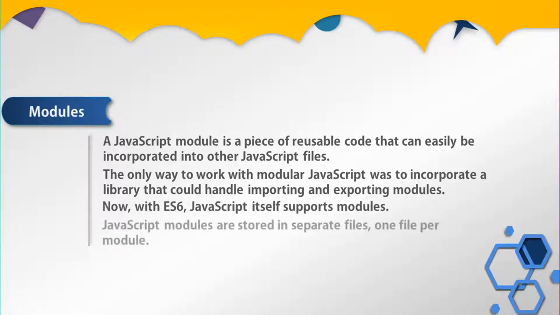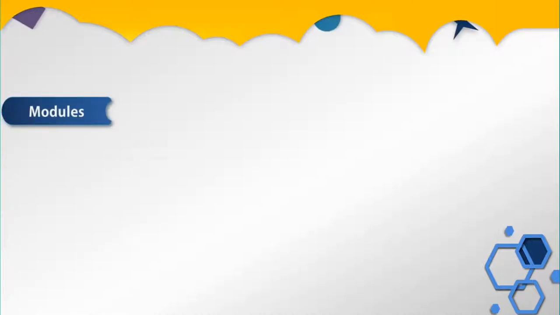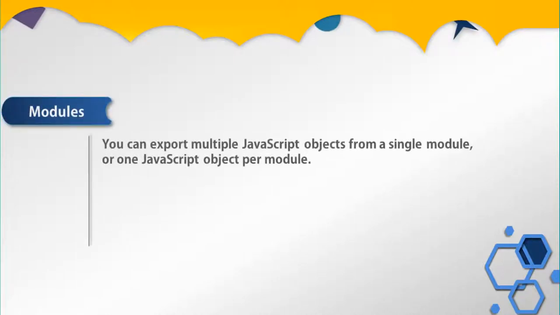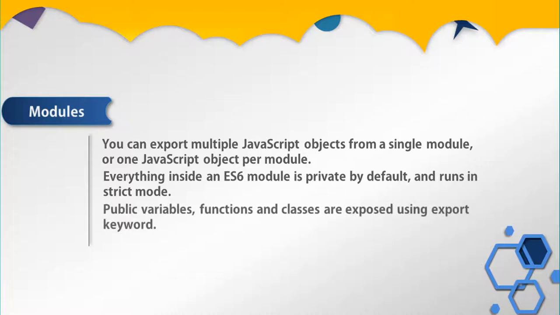JavaScript modules are stored in separate files, one file per module. There are two options when creating and exporting a module. You can export multiple JavaScript objects from a single module or one JavaScript object per module. Everything inside an ECMAScript 6 module is private by default and runs in strict mode. Public variables, functions, and classes are exposed using the export keyword.